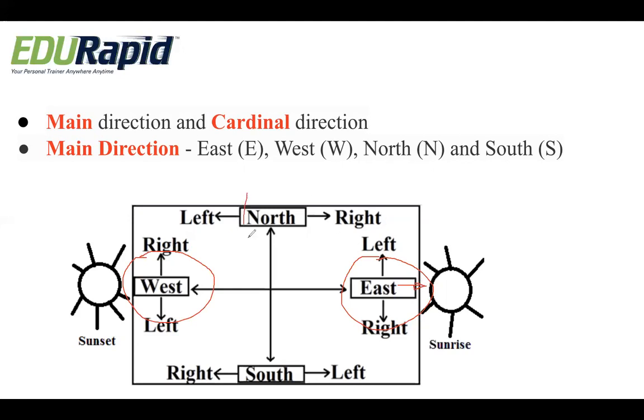So we have north. North is when you are facing the sun, if you turn left, you are turning to the north direction. So when you are facing east, and if you turn right, you are facing south. And here, if you are facing west, if you turn to right, you are facing north, and if you turn to left, you are facing south.